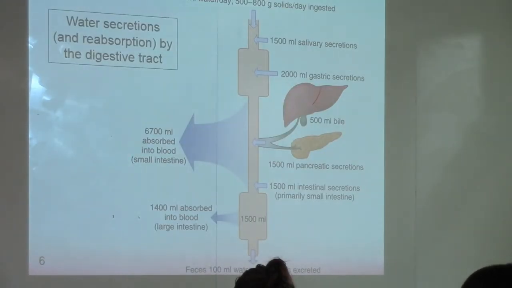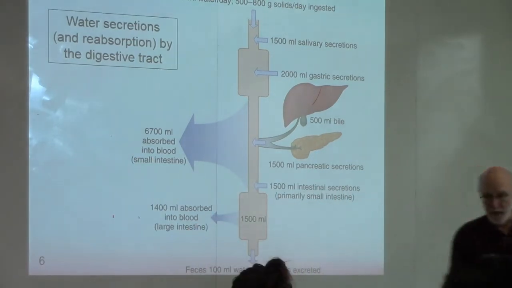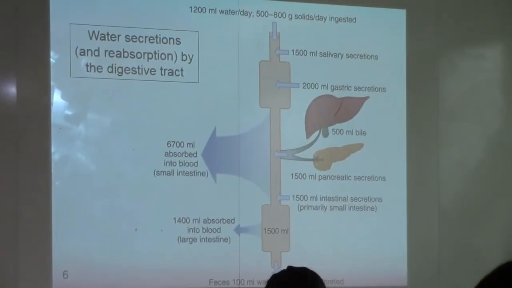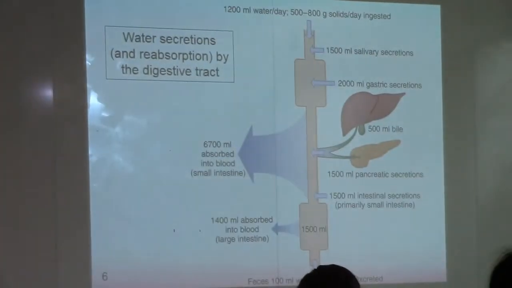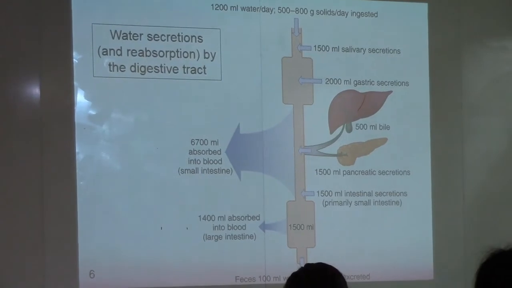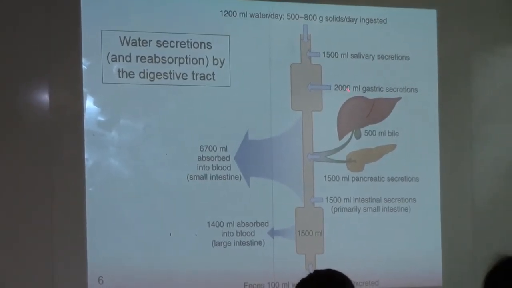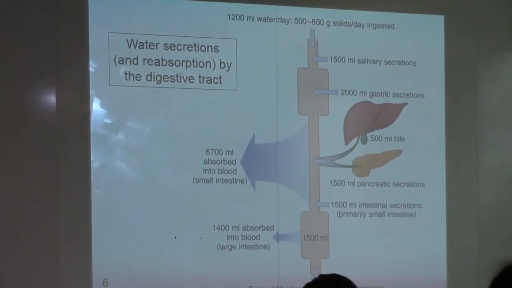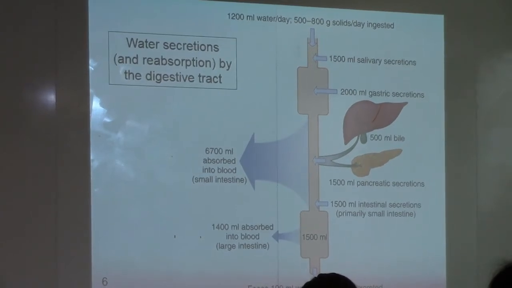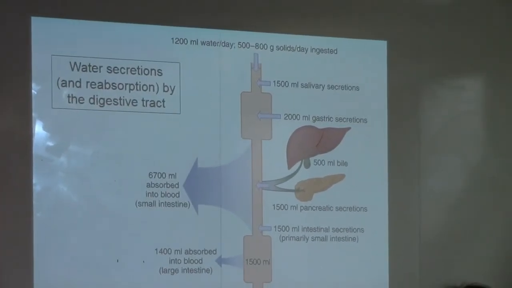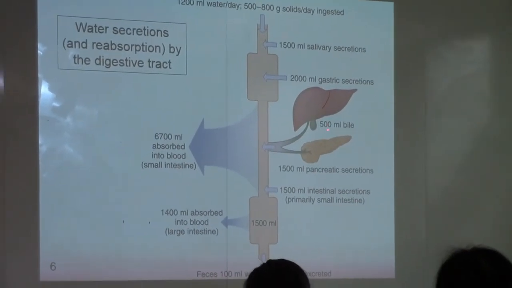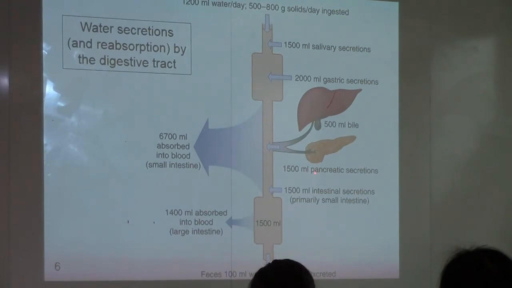Okay, so here's an interesting tidbit, and this will not be on any test, but we're talking about water homeostasis. So you drink and eat about 2 liters of water a day. Your saliva pumps about 1.5 to 2 liters of saliva into the digestive tract. Your stomach pumps 2 liters of acidified water, gastric acid, into the stomach. Half a liter of bile, 1.5 liters of pancreatic secretions.